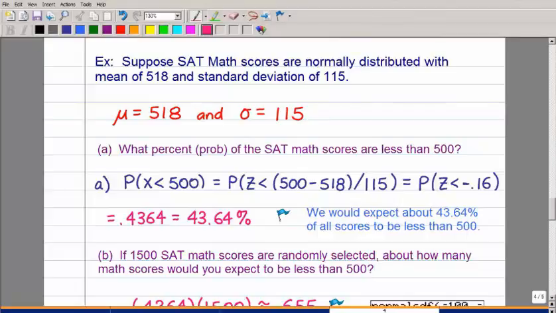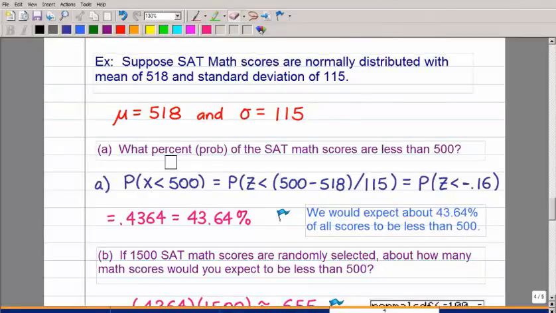So what percent of the scores would we expect to be less than 500? Which is the same thing as the probability of one score being less than 500. So we take x less than 500, convert it to z. 500 minus 518 divided by 115. And that doesn't divide evenly, but it rounds to negative 0.16. So it's less than. So less than means I can just look up negative 0.16 and I'm good. I don't have to flip anything.